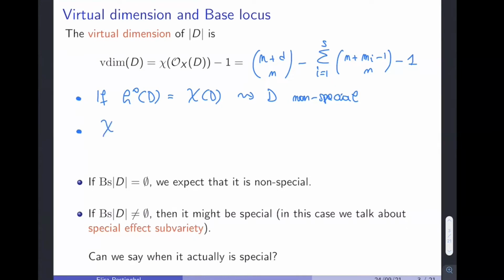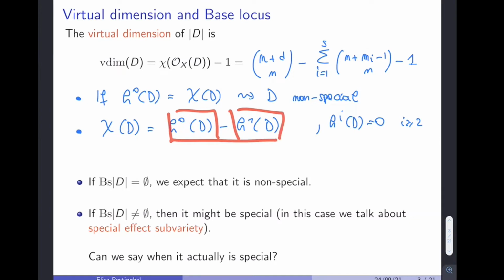And why is that? Well, one can show that the Euler characteristic equals the alternating sum of all the cohomologies, but the only two that might not vanish are H^0 and H^1. Everything else vanishes: H^i(D) is equal to 0 for every i from 2 and on. So these are the only two numbers that we are interested in, and one of them computes the number of expected hypersurfaces, and the other one counts the number of unexpected ones.